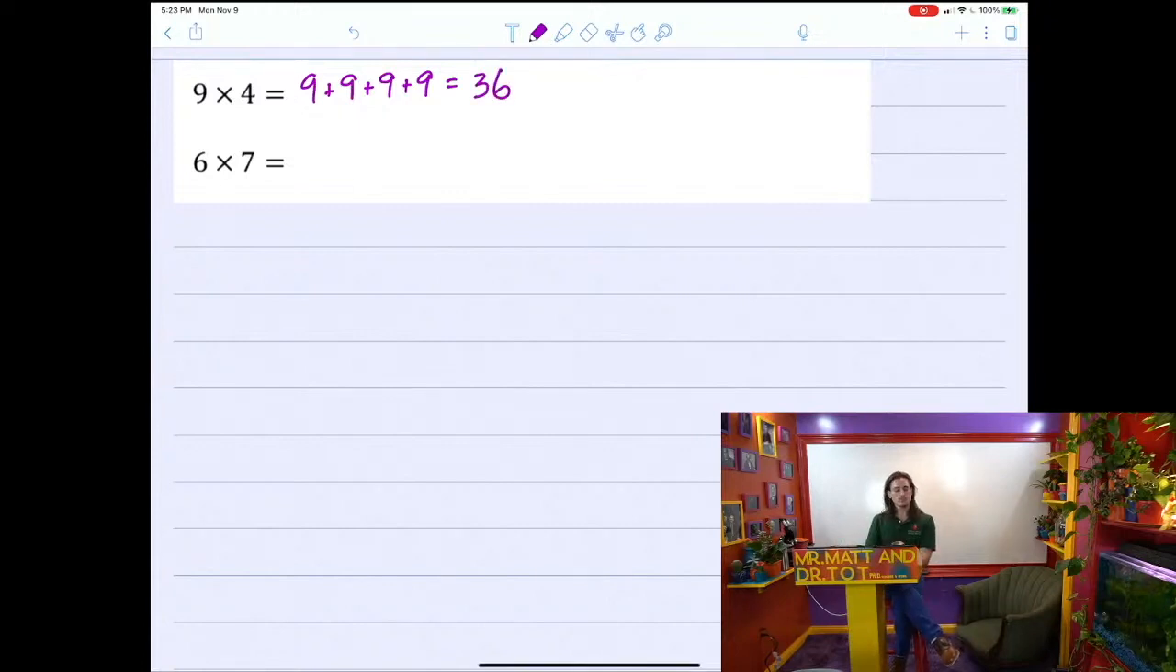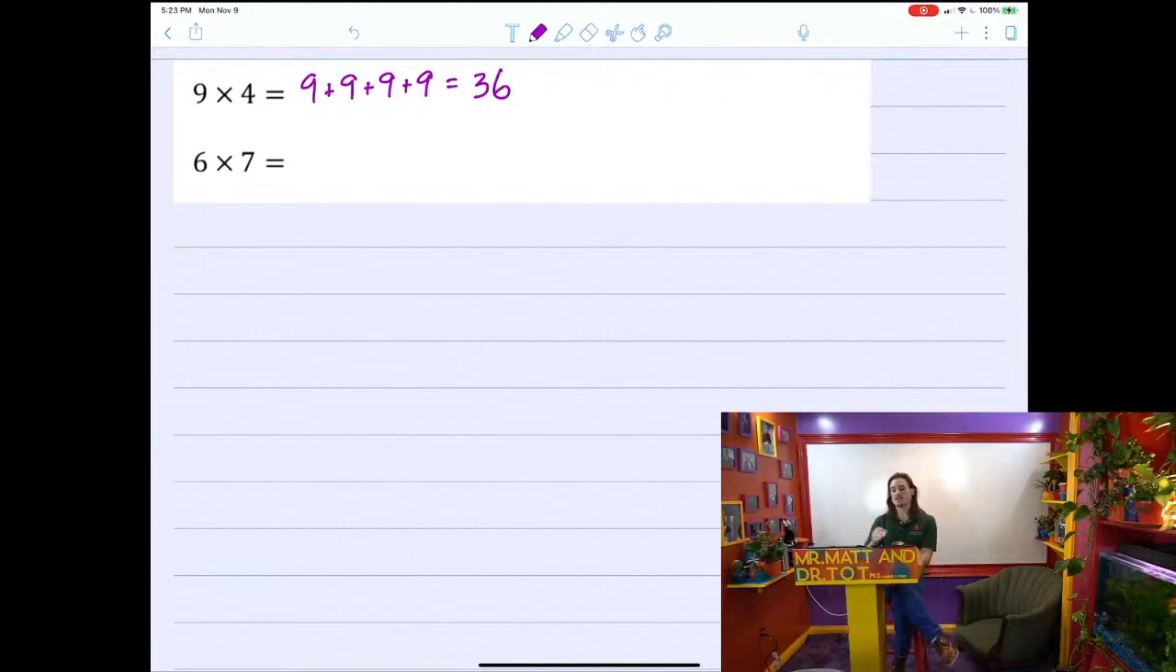There's a rule with multiplying by 9s less than 100. If you have 9 times a number, you subtract 1 from that number, and that's the tens value of the result. And then you subtract that number from 10, and you get the ones result.